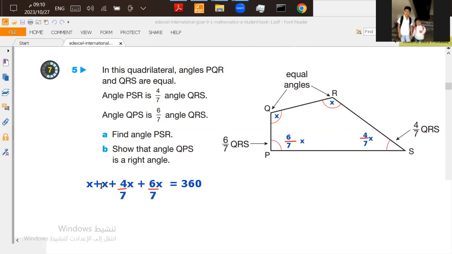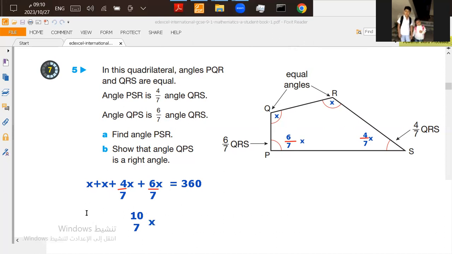So we're going to say x plus x equals 2x. Okay. So 1 plus 1 equals 2. And then here we have 4 over 7 plus 6 over 7. Because we have the same denominators, it means we can add the numerators and use the same denominator. So here we have 4 plus 6 is going to be 10 over 7. So 10 over 7x.